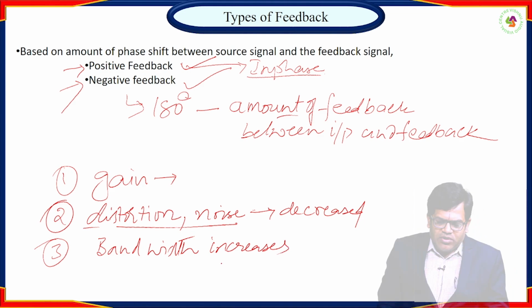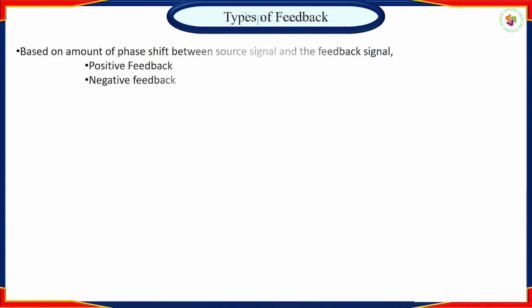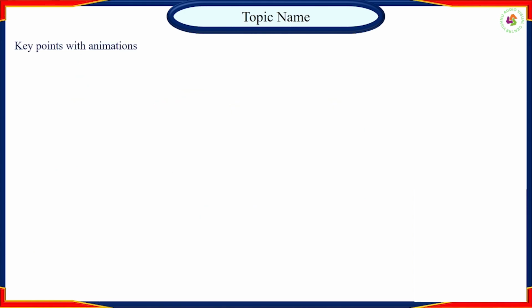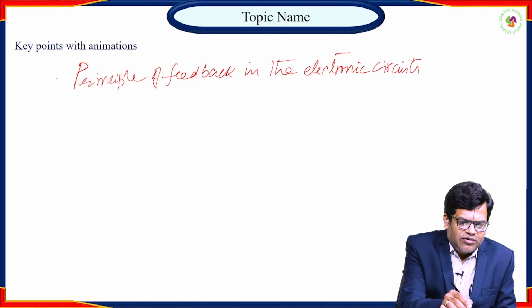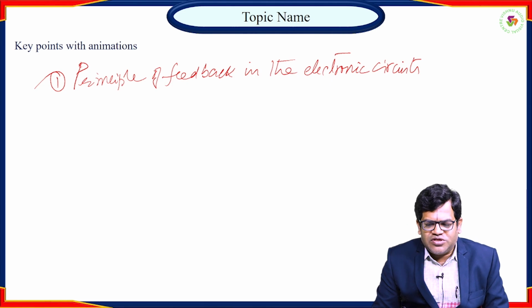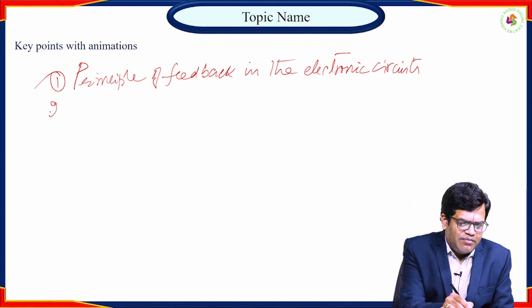Generalizing, the main objective of this particular course is to understand the principle of feedback in electronic circuits. This is the first objective that we observe with respect to this particular concept of feedback amplifiers.